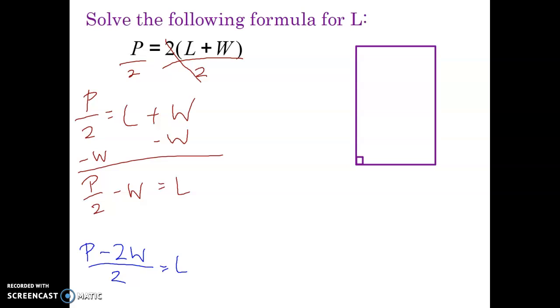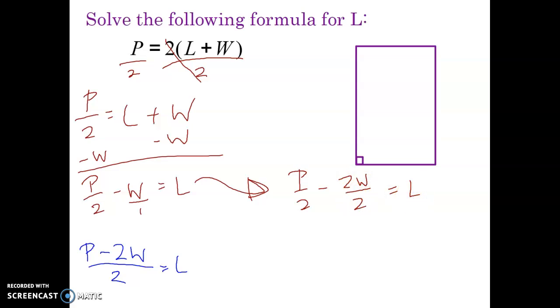But wait a minute. When I solve for L, I got 2 different answers. If I'm solving the same equation, shouldn't I get the same answer no matter which way I do it? Okay, so let's analyze that a little bit. If I take that first equation, and let's suppose I want to simplify the left-hand side, I want to combine those into one fraction. Well, that means I'm going to need to find a common denominator. W's understood to be over 1 right now, right? You remember W and W over 1 are the same thing. So I will multiply W by 2 over 2.